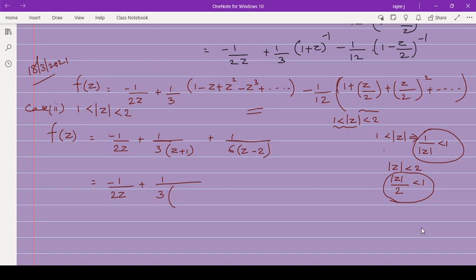Okay, so for that purpose, what we have to do is, I will take a z common here and this becomes 1 plus 1 upon z, so that you can use power series expansion here. Okay, so z is taken outside, then 1 plus 1 by z. Similarly, plus 1 by 6 into, here it should come as z by 2. Z by 2 means we will take 2 outside. Okay, 6 into, I will take this 2 outside.